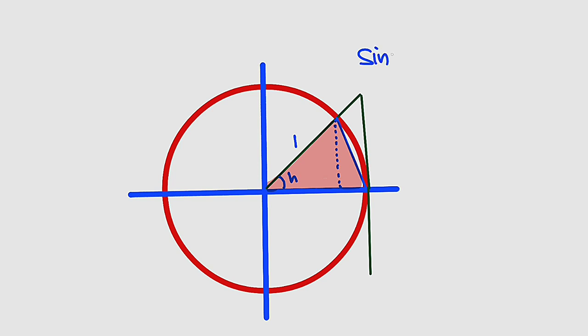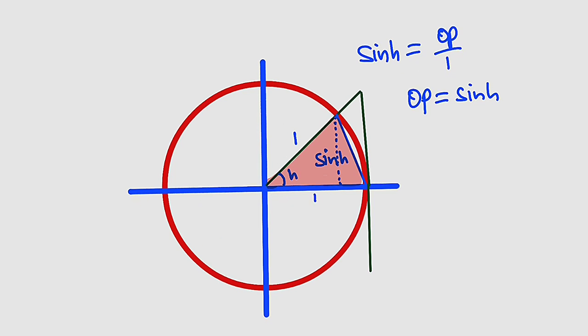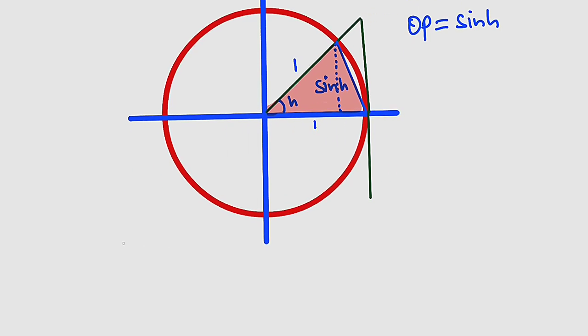Sine h is equal to what? Opposite, that is the side we are looking for, divided by the hypotenuse, which is 1. So you can make opposite the subject by cross multiplication. You can see that opposite is equal to what? Sine h. Therefore, the height is sine h. And the base from the center to the circumference is also 1 unit. So the base is also 1 unit. So let's find the area of that triangle.